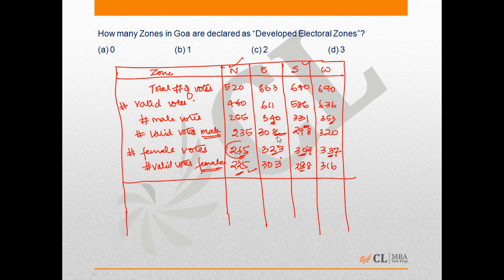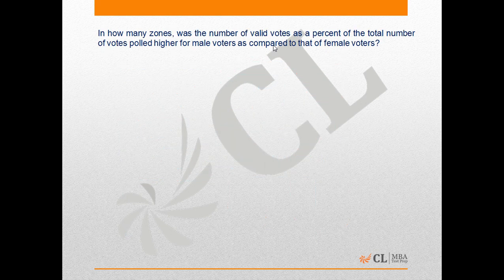And if you look at the valid votes condition, this becomes more than 90% of the votes polled by female in both the cases. So East and West, these are the two zones that are declared as developed electoral zones. Let's move to question number 48.